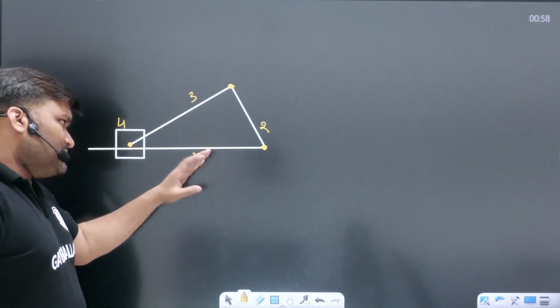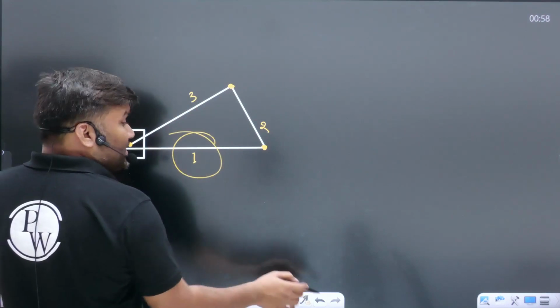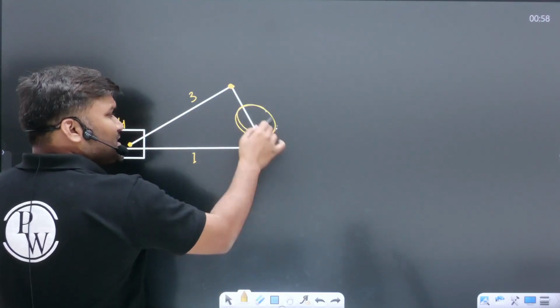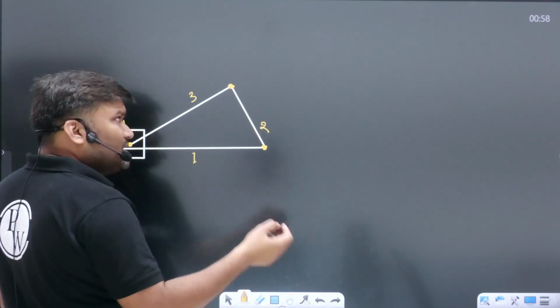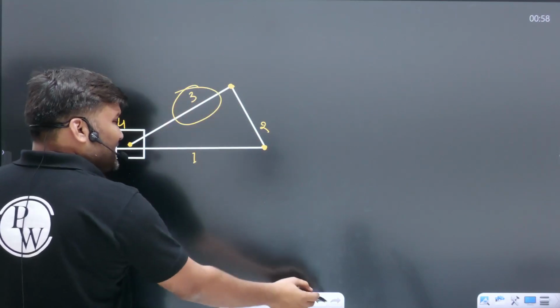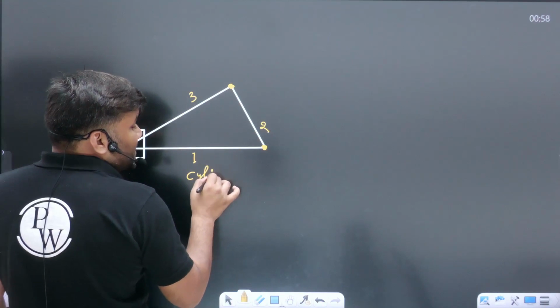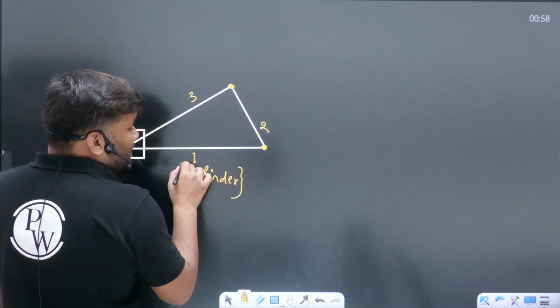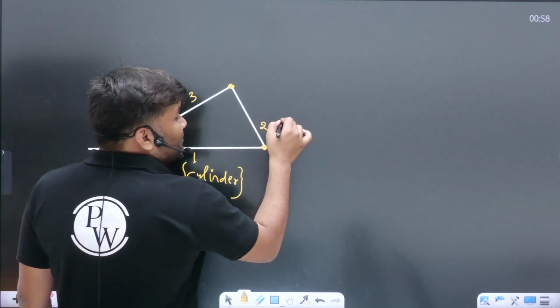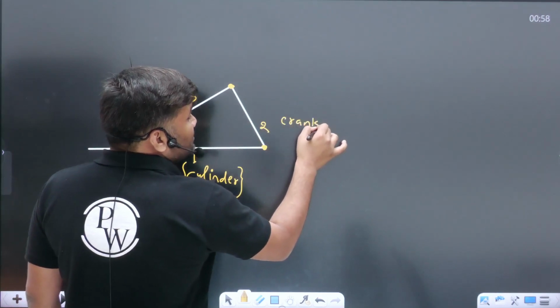Now sometimes you are going to fix link number 1, you will get something. Sometimes you are going to fix link number 2, you will get something. Sometimes link number 3 ko fix karenge, you will get something. Achha, link number 1 is something which you are going to call as cylinder beta, yahi aapka cylinder hota hai. Link number 2, this is something which you are going to call as crank.